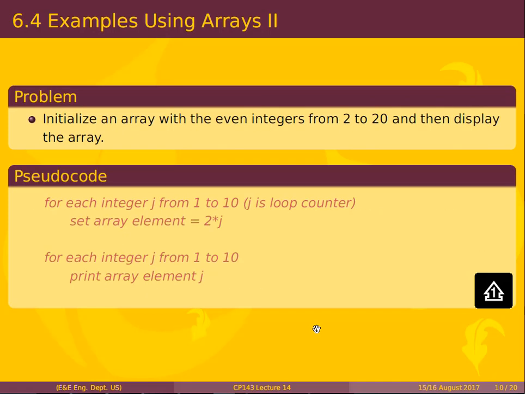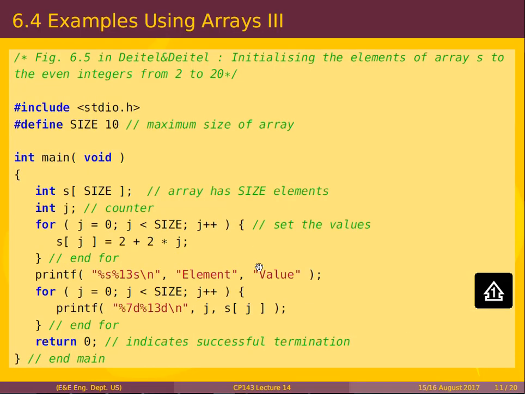A better approach to initialize arrays is to explicitly iterate over them and then set each of the values according to what you want. So if, for example, I want to initialize an array with even integers from 2 to 20, and I want to display it later, how am I going to do that? Let's look at this part of the code.